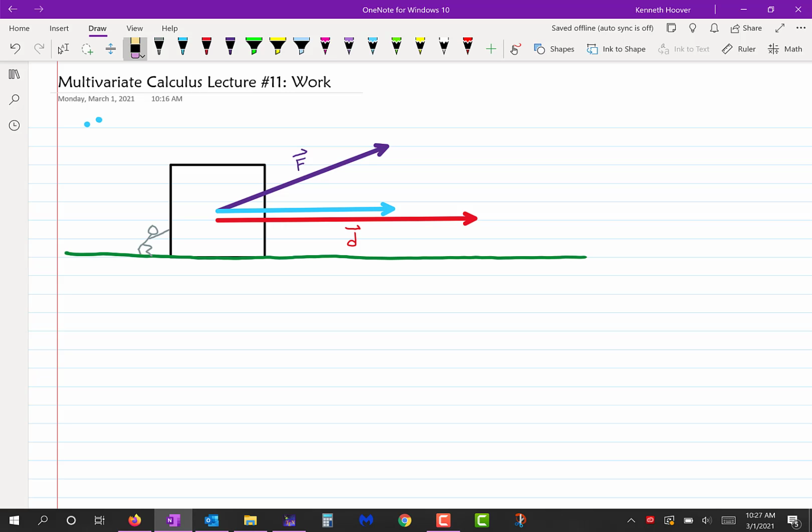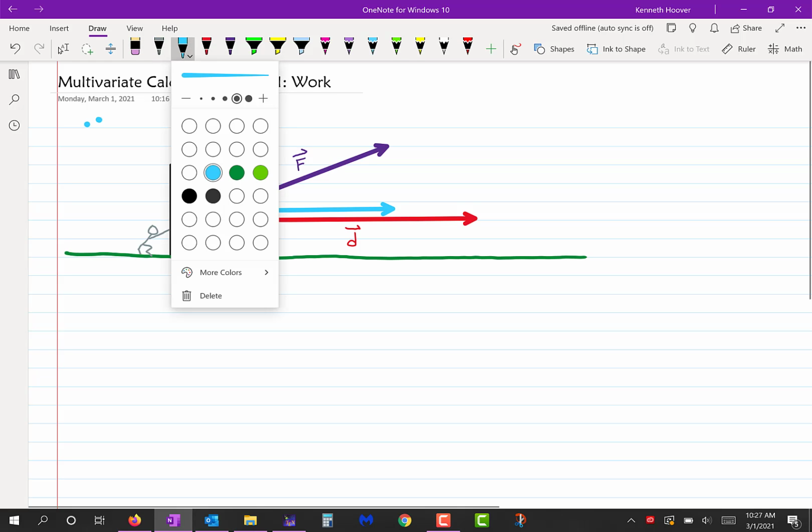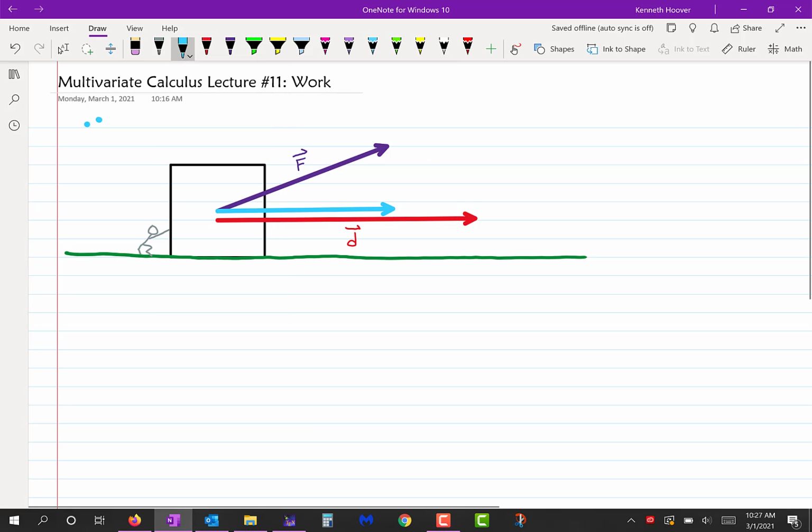Okay? Now here's what's interesting: that blue vector is parallel to the red one. They're in the same direction. What's that blue vector called? I think you know from a previous lecture. Isn't that blue vector called the projection of F onto D?